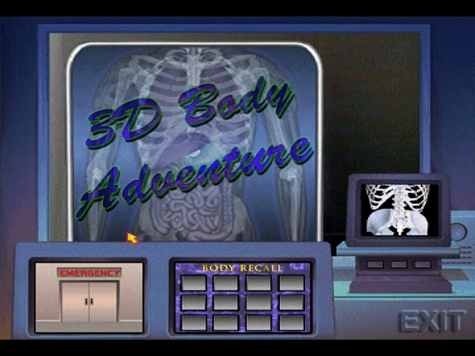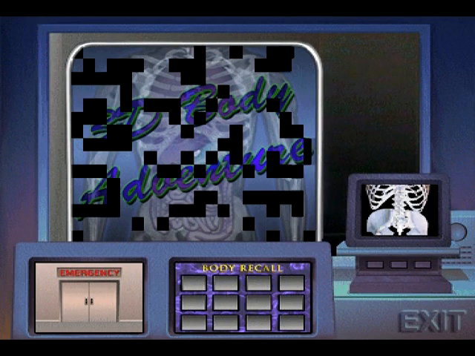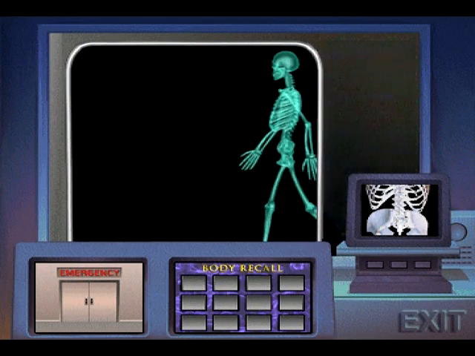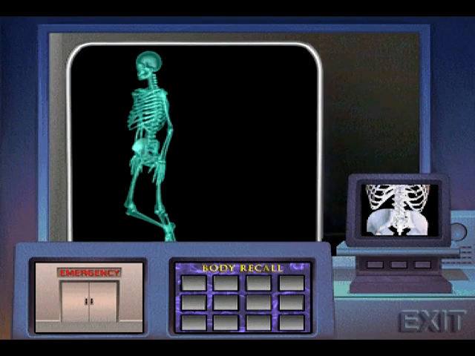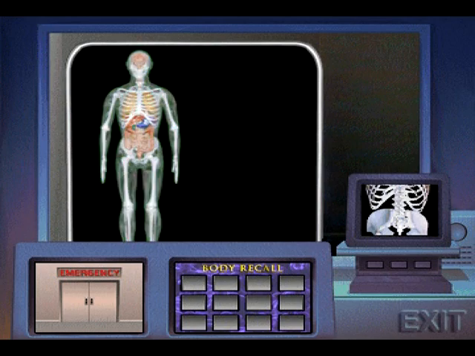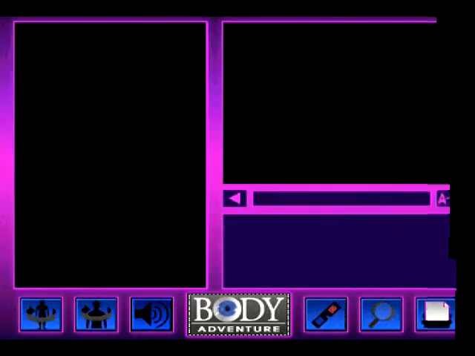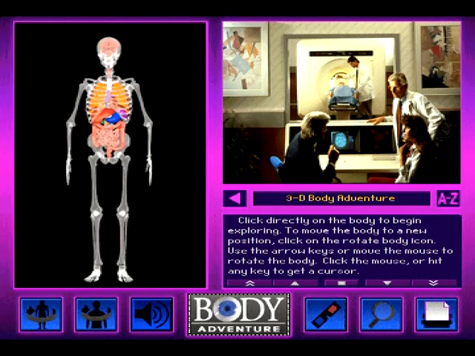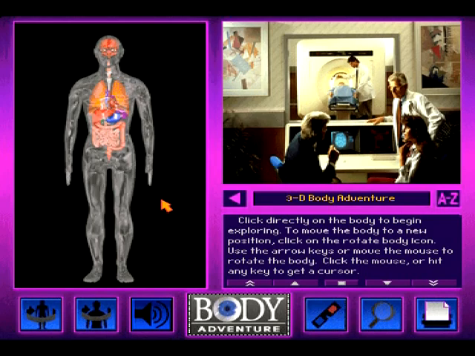Prepare for body imaging and exploration. Click directly on the body to begin exploring. To move the body to a new position, click on the rotate body icon. Use the arrow keys or move the mouse to rotate the body. Click the mouse or hit any key to get a cursor.